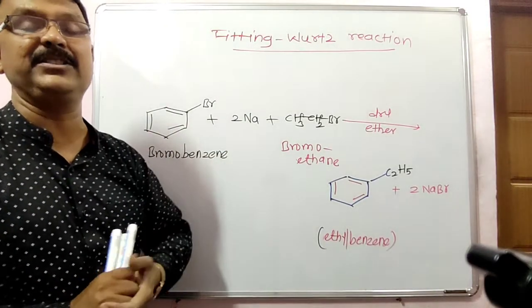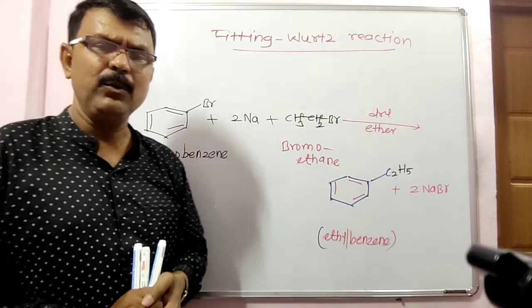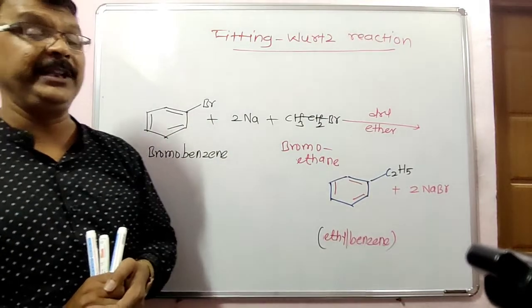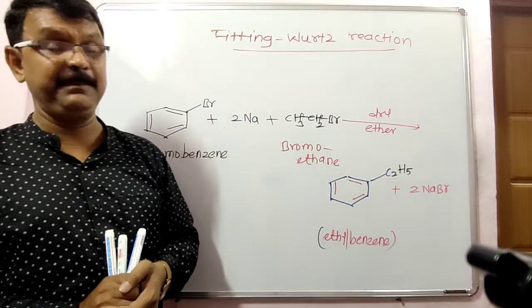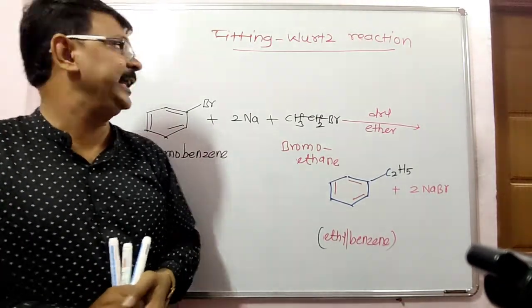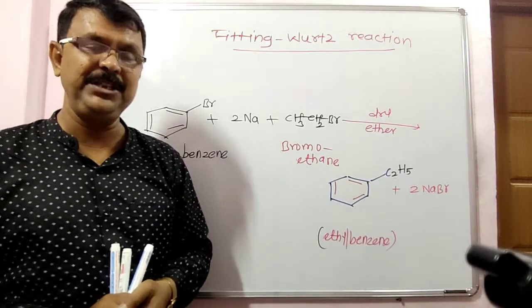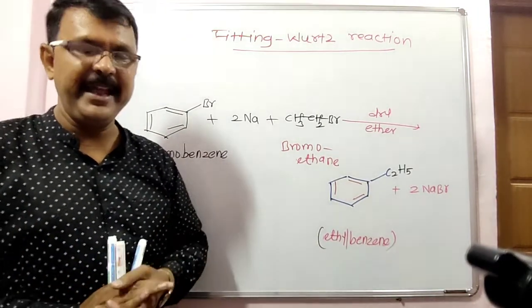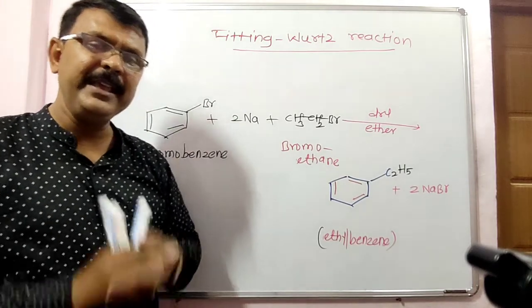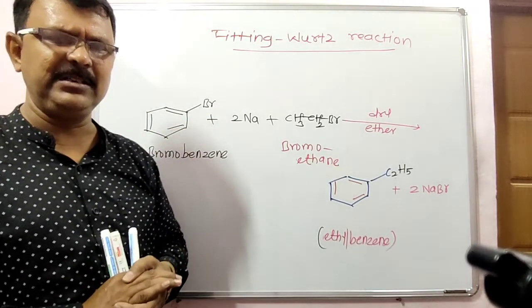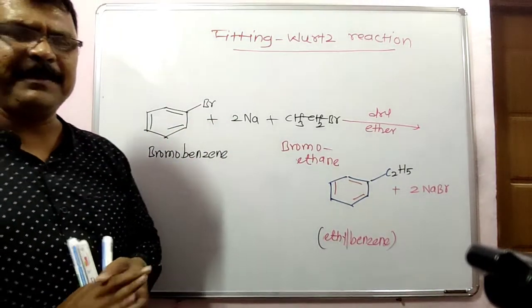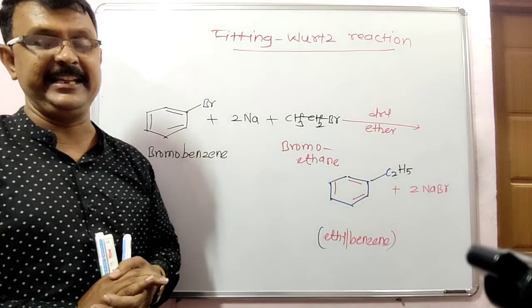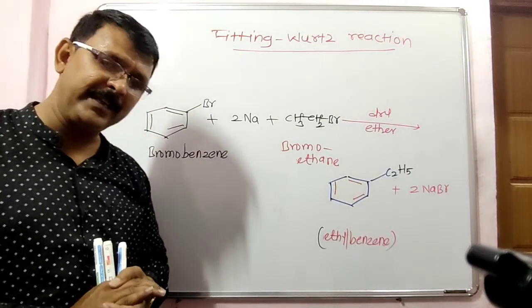Wurtz reaction is a coupling reaction using only alkyl halide. Fittig reaction uses aryl halide, and Wurtz-Fittig reaction uses a mixture of alkyl halide and aryl halide. Complete the chemical reactions of aryl halides and alkyl halides. Okay, stop here. Thank you.